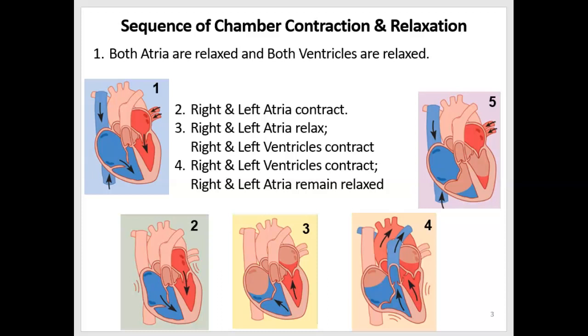Phase 2 begins at the end of ventricular filling, with both atria contracting to actively push blood into the ventricles. This is shown in the green box labeled number 2. During this time, the ventricles remain relaxed. In the third phase, both atria relax and the ventricles begin to contract. This is shown in the yellow box labeled number 3.